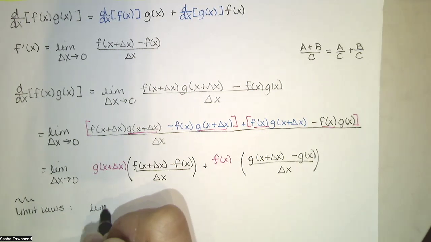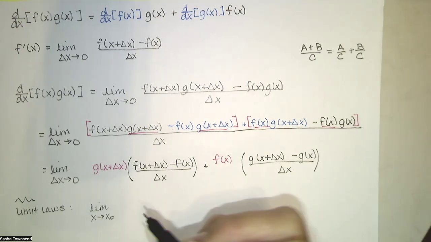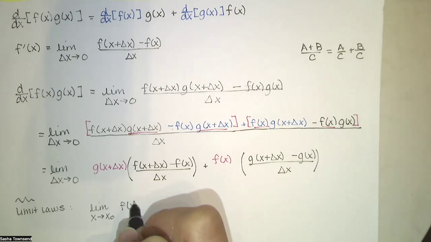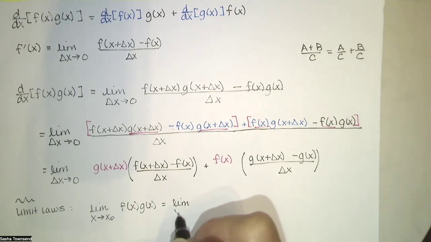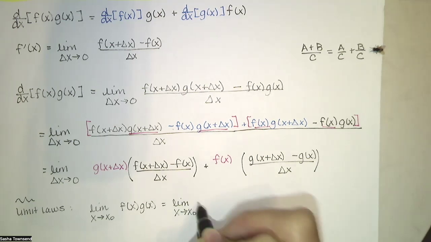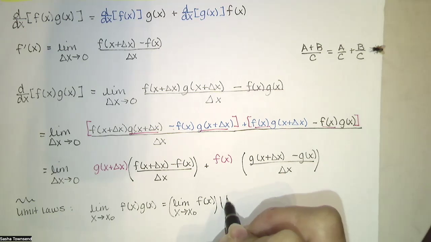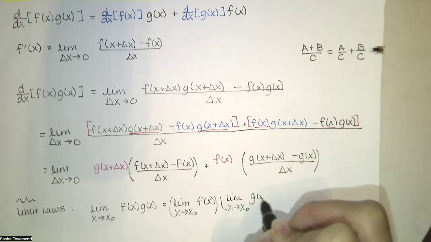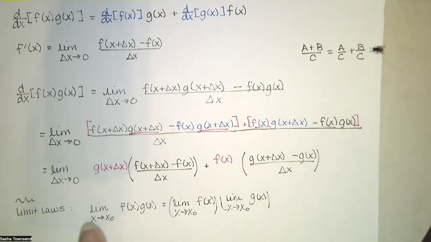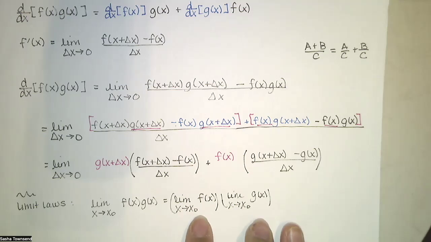The limit of a product as x approaches x naught is the product of the limits. So provided that the limit of f exists as x approaches x naught and the limit of g exists as x approaches x naught, you can just apply that limit to both of those, provided those two exist, and we get the right answer.